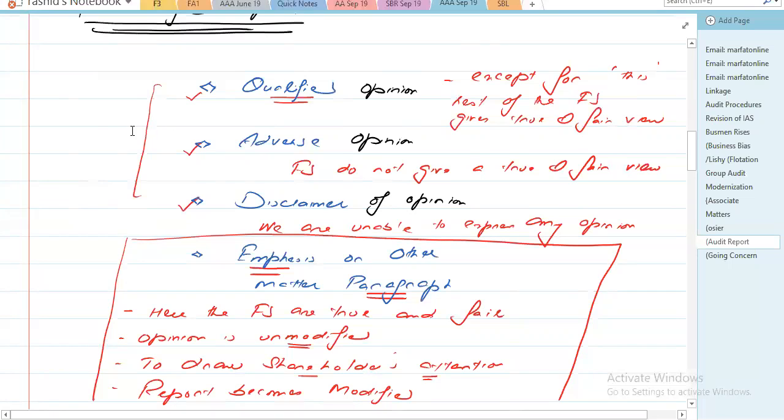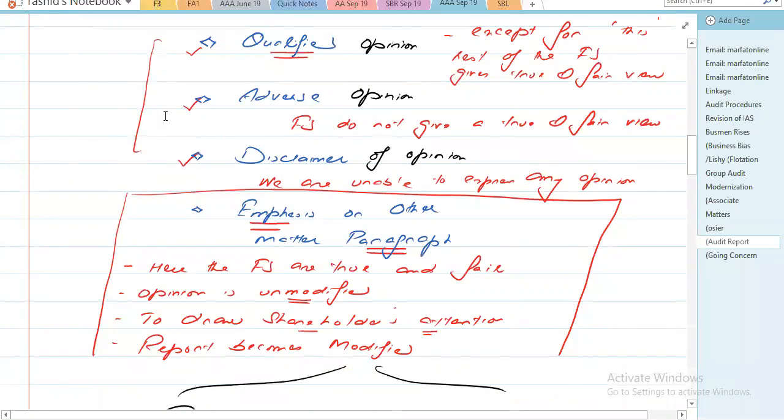so we are not giving any opinion at all. Sometimes students think that we are just denying them, that we are not giving any report. We are giving them the report, but in the report we are writing that we are unable to express the opinion. We are not giving any opinion.